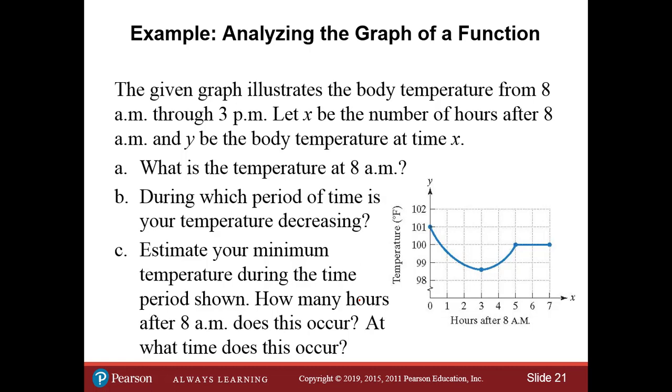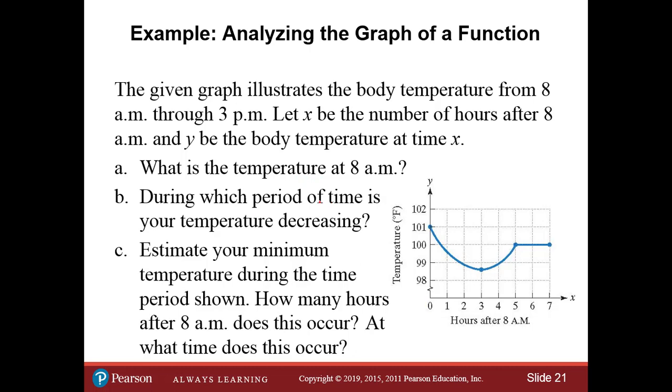So now, given the graph, this graph illustrates body temperature from 8 a.m. to 3 p.m. Let x be the number of hours after 8 a.m., so the number of hours that have passed since 8 a.m., and y is the body temperature at a particular time x. Okay, so A says, what is the temperature at 8 a.m.? Well, from the graph, the temperature is 101 degrees Fahrenheit. That's at 8 a.m. because at 8 a.m. x is 0, right?